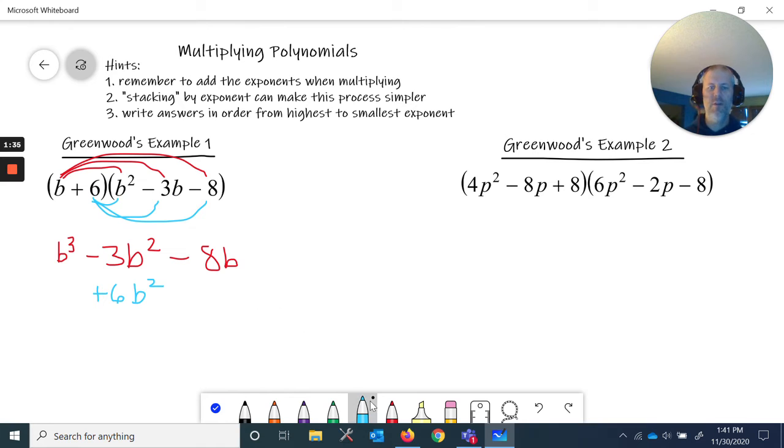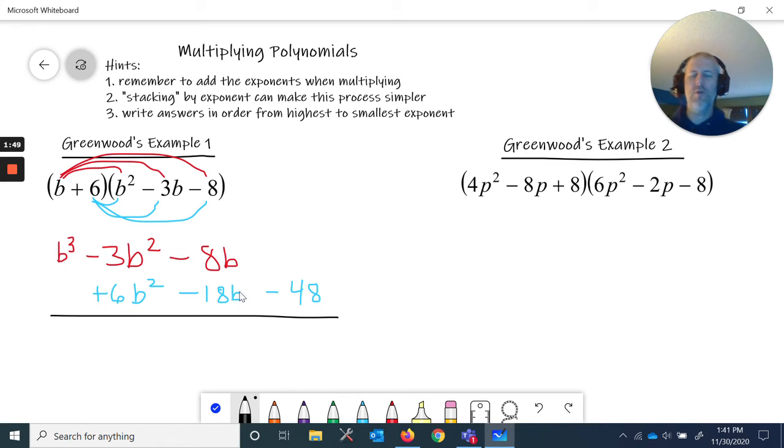6 times negative 3b is negative 18b. And then 6 times negative 8 is negative 48. Okay, so there's my first problem. Let's go through and combine.